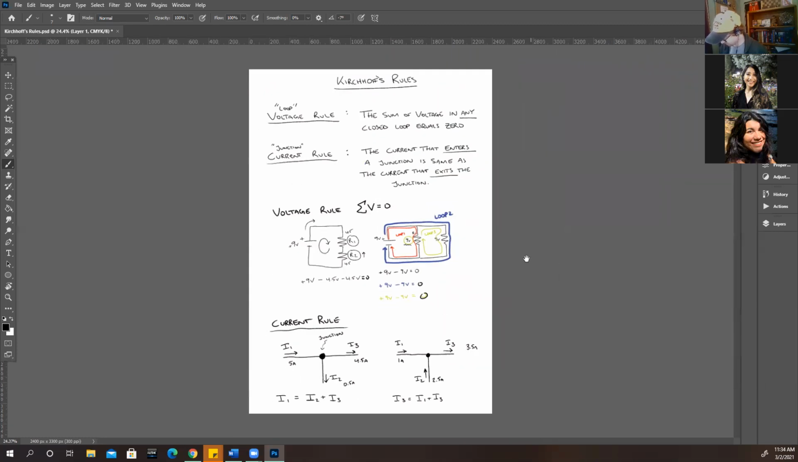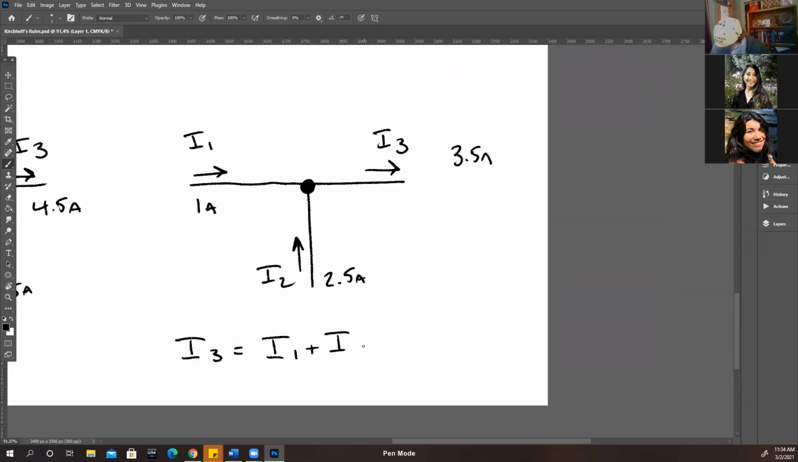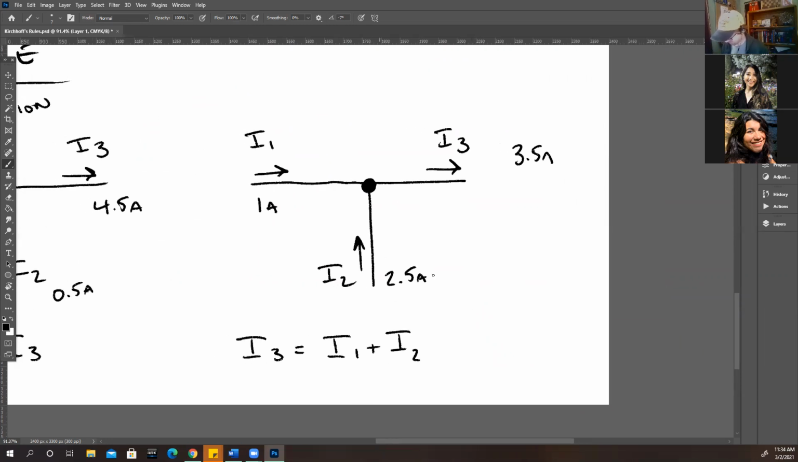Wait, so the bottom's supposed to say I3 equals I1 plus I3, or? Oh, I made a mistake. I2. Right, so that going in and in, that's coming out. 1 plus 2 equals 3. There we go.